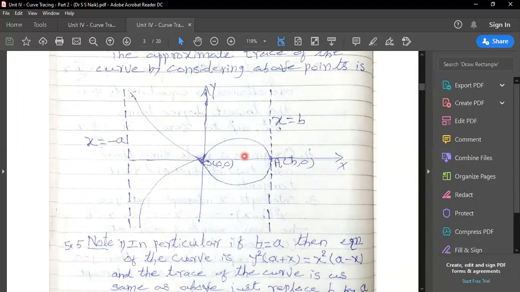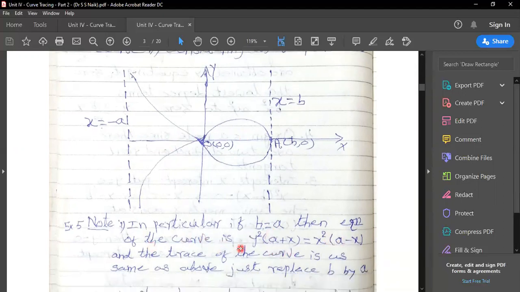The two more problems are just putting a is equal to b in the above equation of the curve. Then the equation of the curve becomes y square into bracket a plus x is equal to x square into bracket a minus x, that is, b is replaced by a. The trace of the curve is the same as above, just replace b by a. That means instead of x is equal to b, write x is equal to a. That becomes a point (a, 0). Here you have x is equal to minus a as it is. So this is the fifth problem, where b is replaced by a.